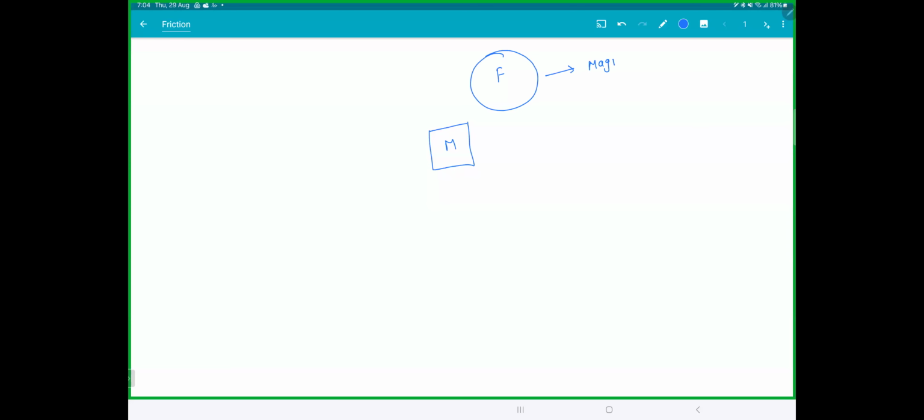Magnitude and direction. Agreed? So if I know the magnitude of the force and the direction of the force, then I can find the acceleration of the block. Simple, straightforward, making sense? That's it.